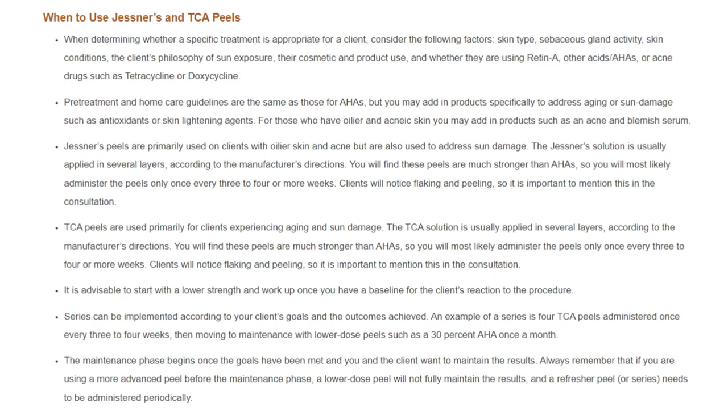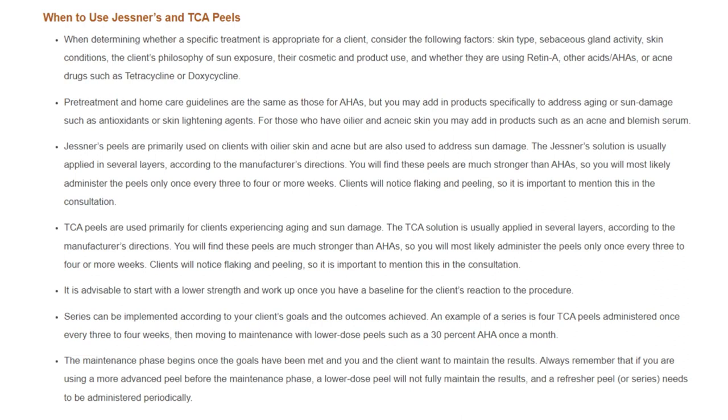Jessner's peels are primarily used on clients with oilier skin and acne, but are also used to address sun damage. The Jessner's solution is usually applied in several layers, according to the manufacturer's directions. You will find these peels are much stronger than AHAs, so you will most likely administer the peels only once every 3 to 4 or more weeks. Clients will notice flaking and peeling, so it is important to mention this in the consultation.